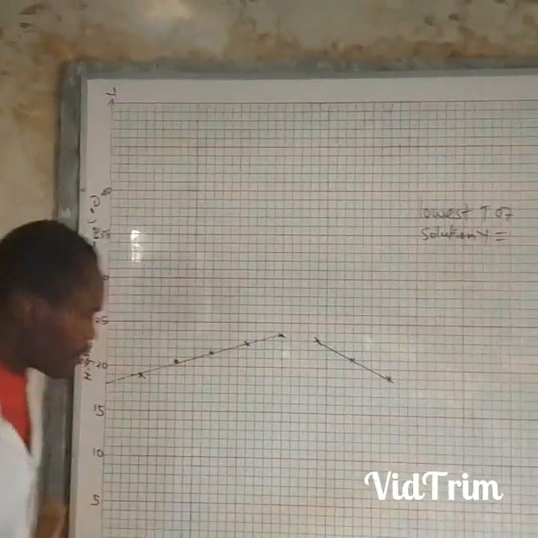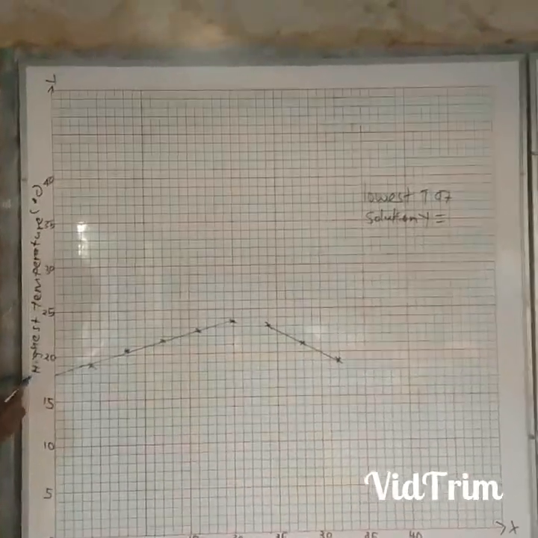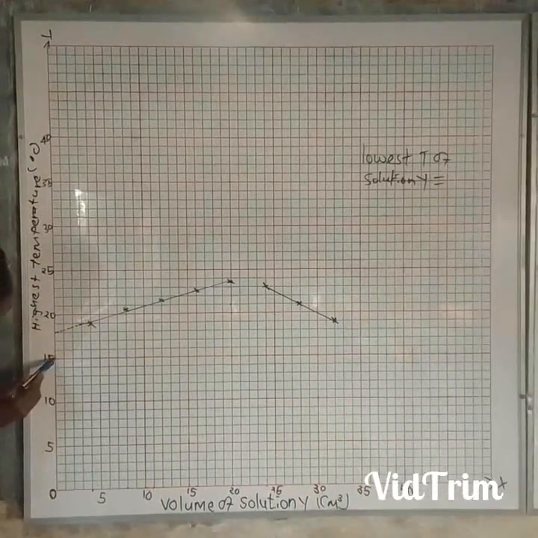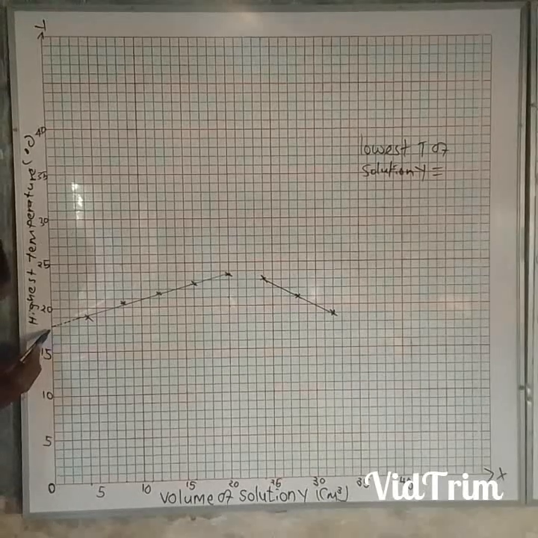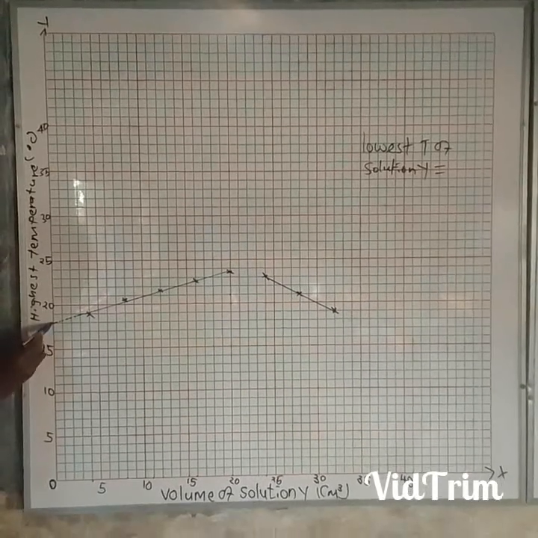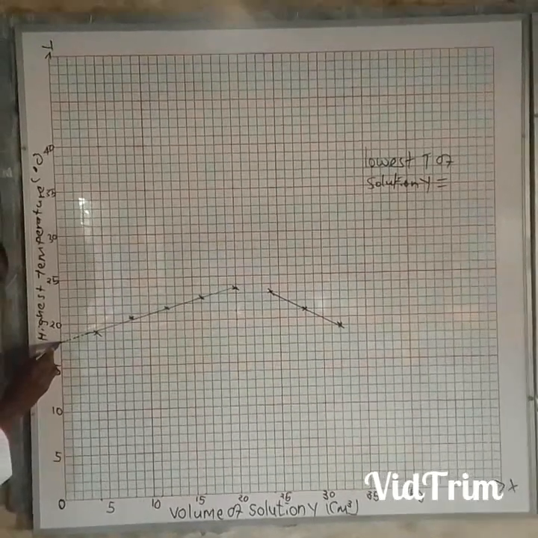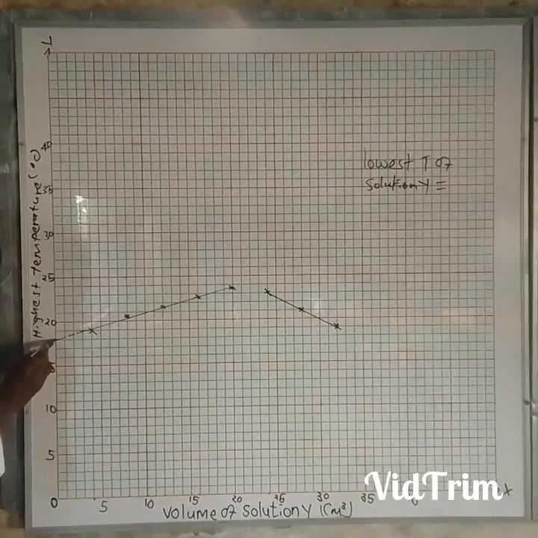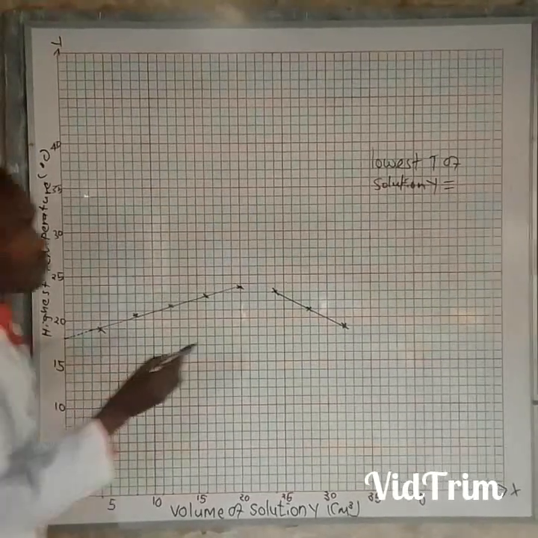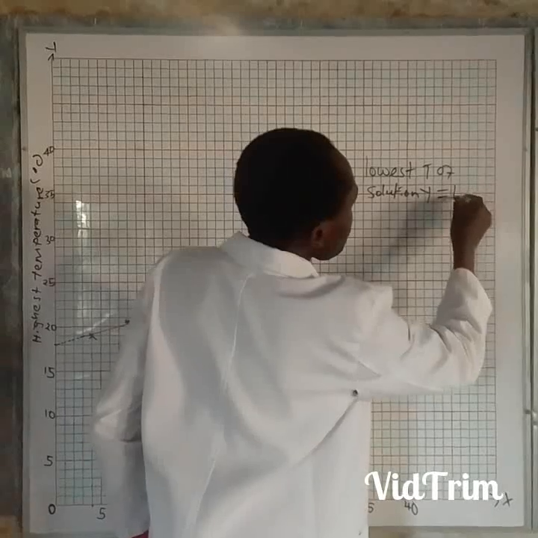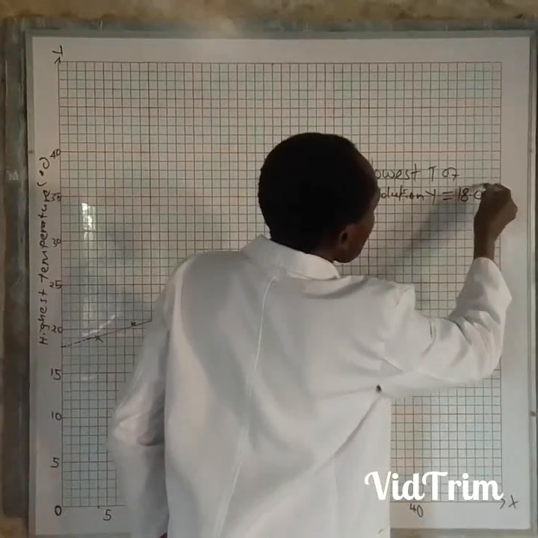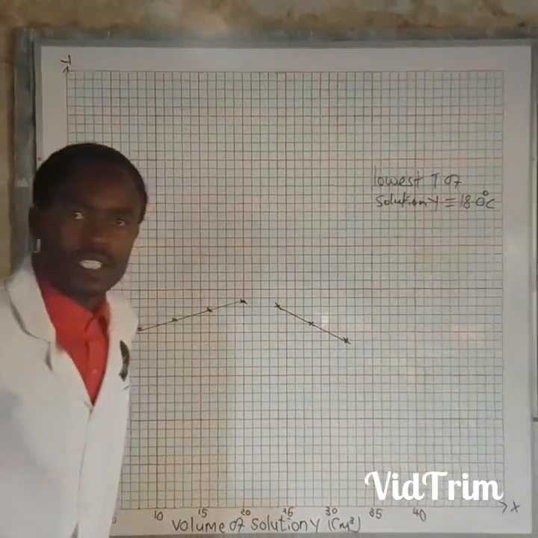Then you read now the lowest temperature reached on this y-axis. So if this is 15, this 16, 17, now it is what? The lowest temperature of solution Y was 18.0 degrees Celsius. So this is 18.0 degrees Celsius.